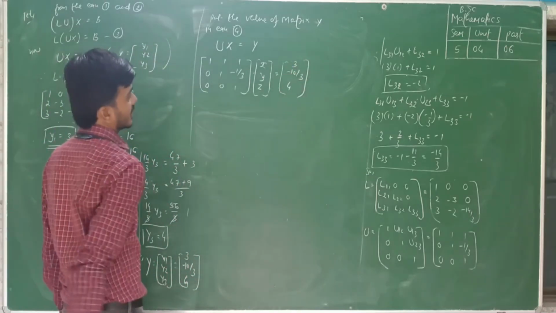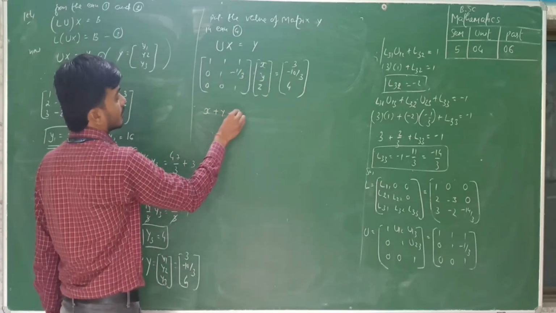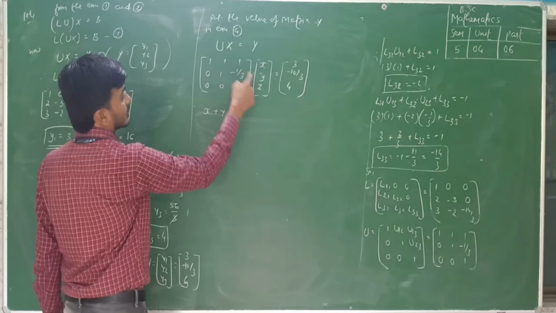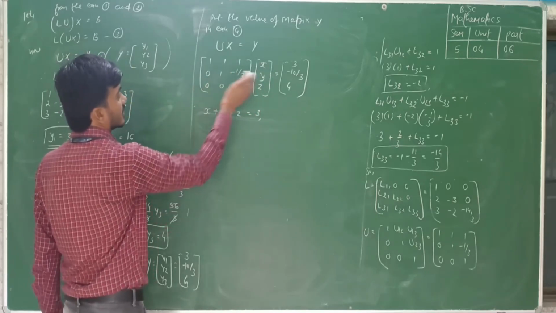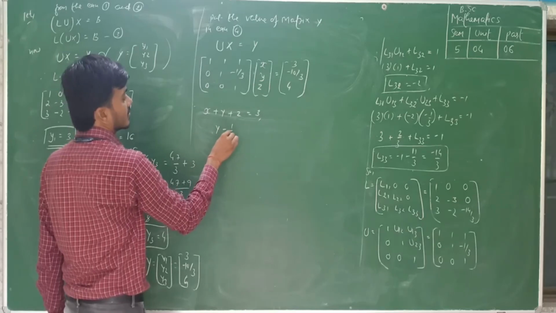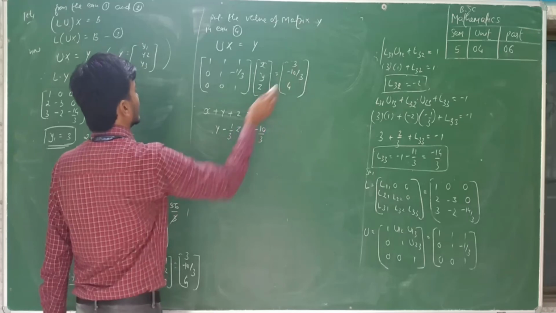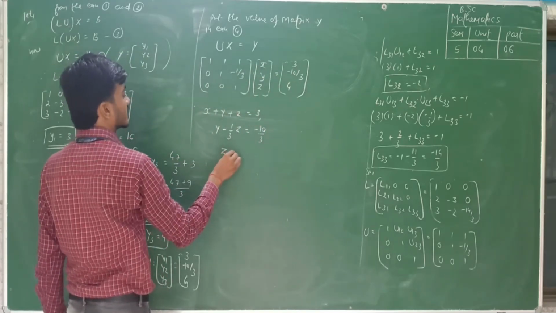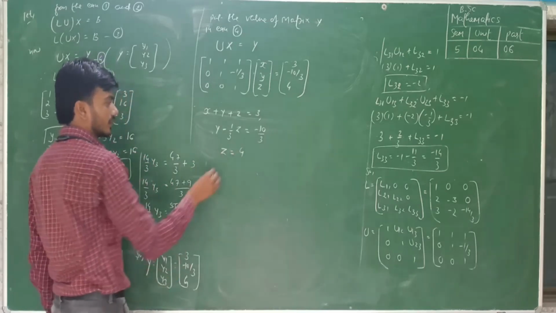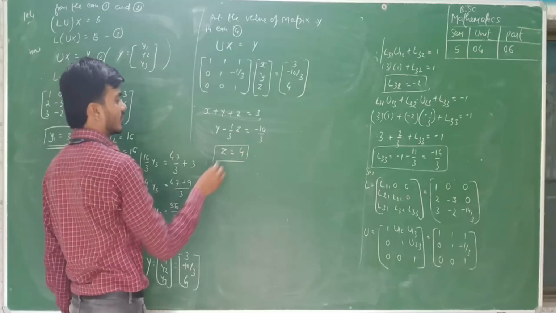So solve this expression. First row and first column: x plus y plus z is equal to 3. 0 into x, 1 into y, so y minus 1 upon 3 into z is equal to minus 10 by 3. 0 into x plus 0 into y plus 1 into z, so z is equal to 4. Here we have simply the value of z, z is equal to 4.